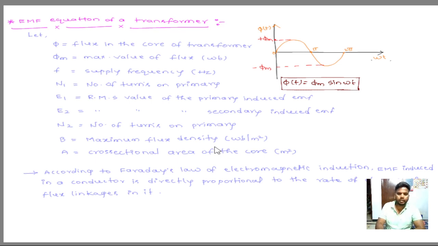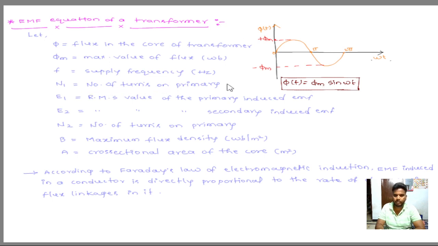Next, let phi be the flux in the core of the transformer, and phi m is nothing but the maximum value of flux measured in Webers. F is the supply frequency measured in hertz, and N1 is the number of turns on primary. In the last class we drew the transformer diagram, in which the primary has N1 number of turns and the secondary has N2 number of turns.